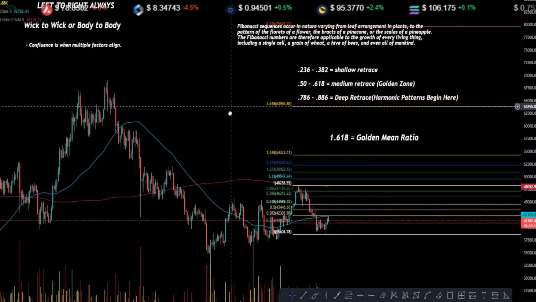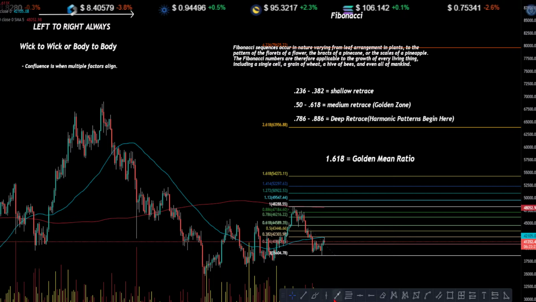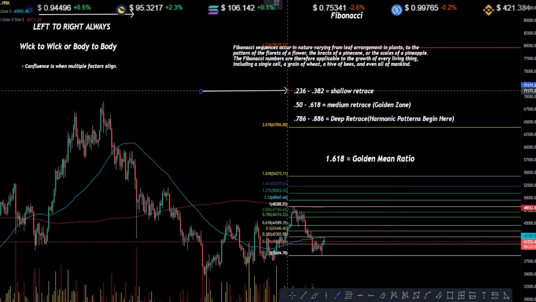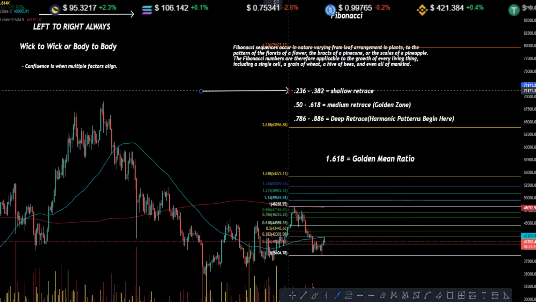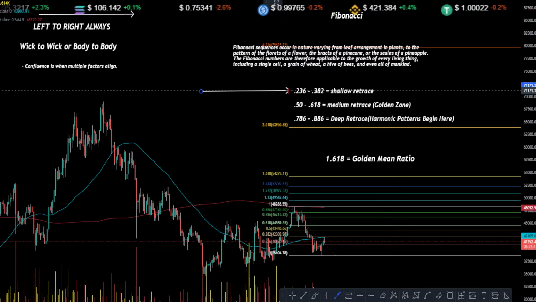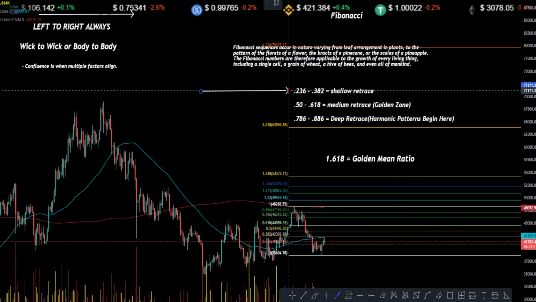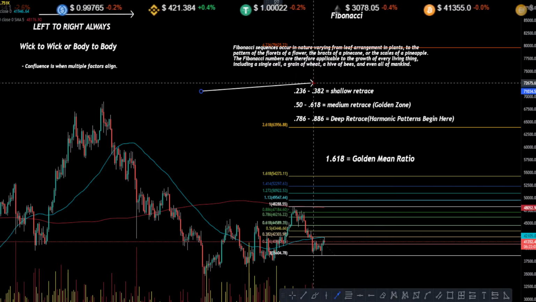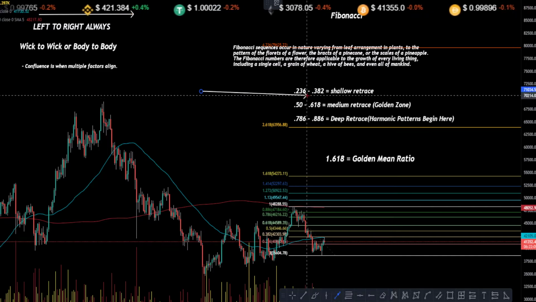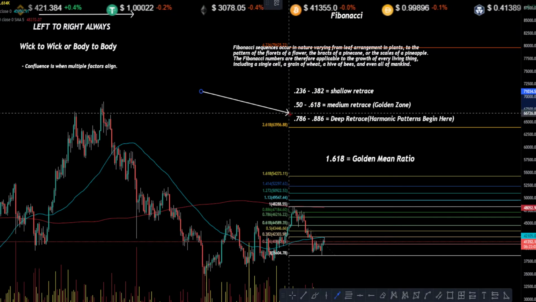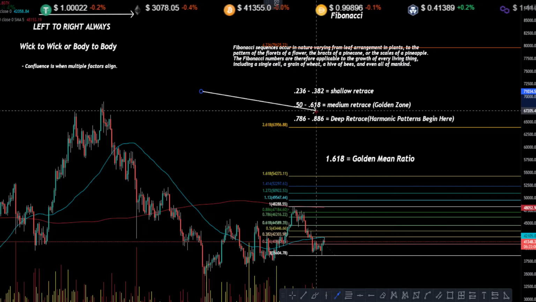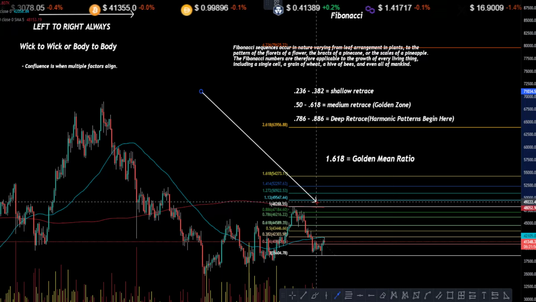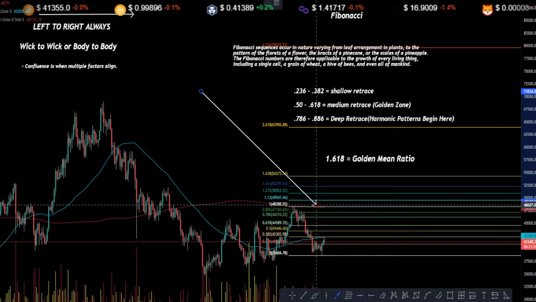Now I'm going to go through real quick what the retracements are. So the 0.236 and the 0.382. The 0.236 converts into a percentage. So 0.236 equals 23.6%, 38.2%, 50%, 61.8%, 78.6%, 88.6%, and then the number 1 or 0 is just 100% retracement.